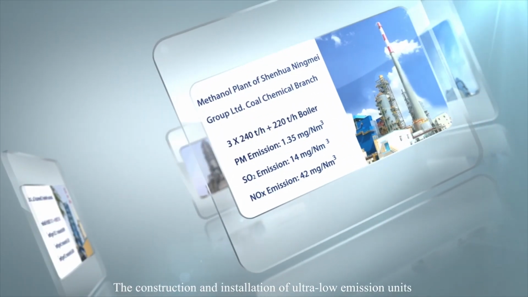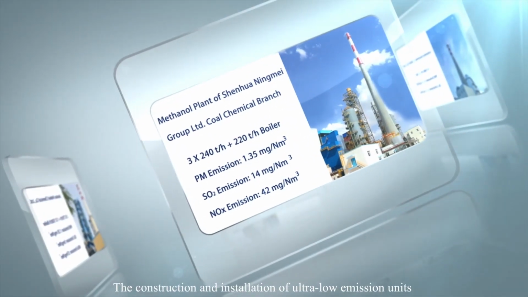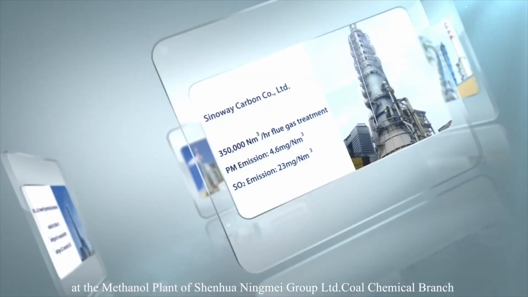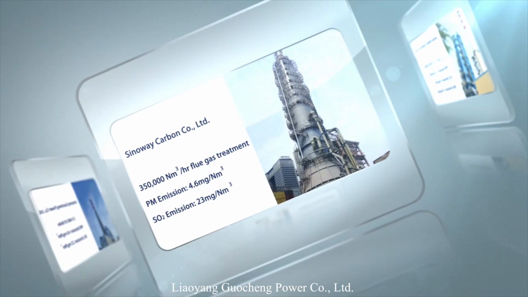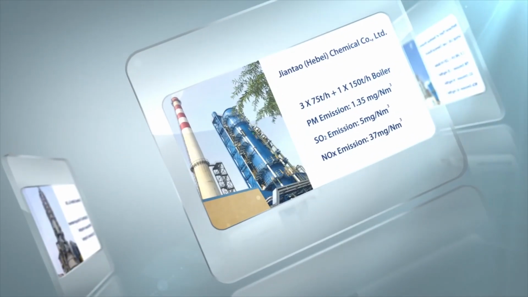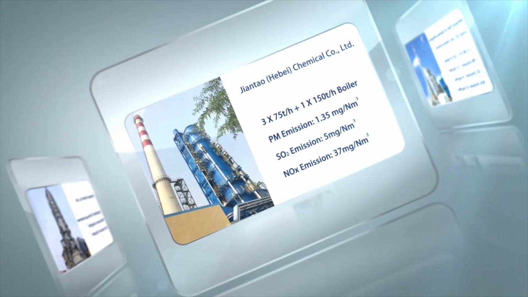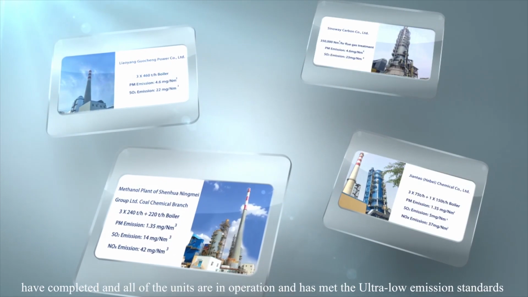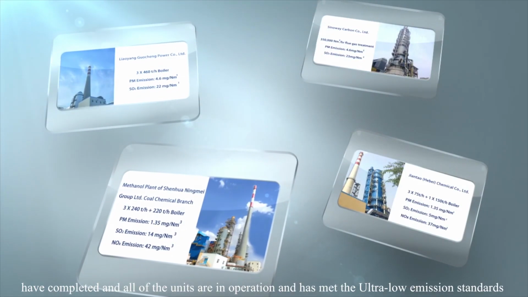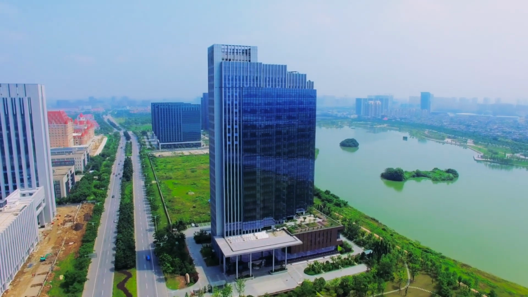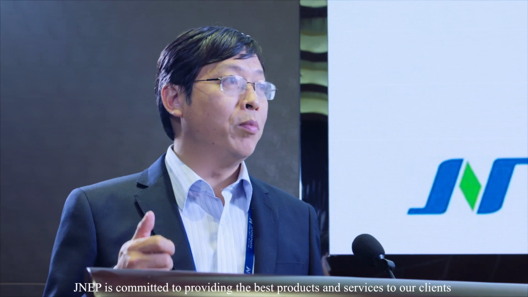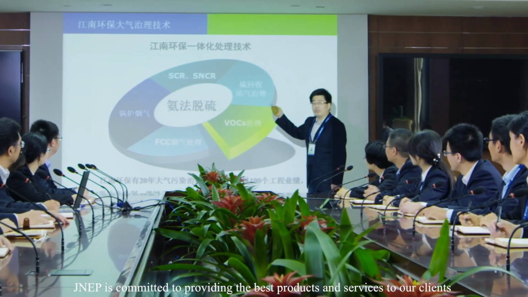The construction and installation of ultra-low emission units at the methanol plant of Shenhua Ningmei Group Limited, Coal Chemical Branch, Liaoyang Guocheng Power Company Limited, Sinoway Carbon Company Limited, and Jiantao Hebei Chemical Company Limited have completed, and all of the units are in operation and have met the ultra-low emission standards.